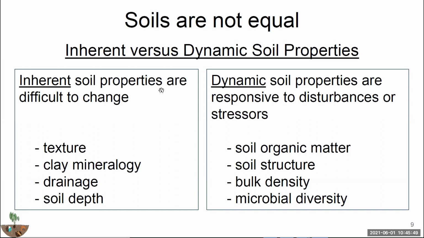Drainage very often is related to this texture and the clay mineralogy, although drainage, although it's an inherent property of soil, can be easily changed by human behavior. And we think about that in compaction. Yeah, our activities on land that compact the soil really affect drainage. But now some soils will resist compaction better than other soils, and it depends on maybe their texture or their clay mineralogy. So you see there is an inherent property there as well. And then soil depth is an important one.